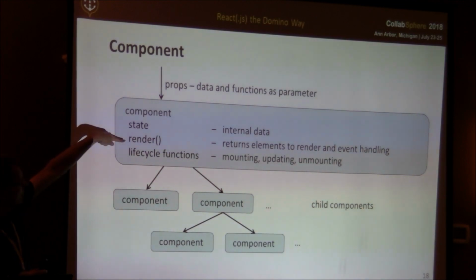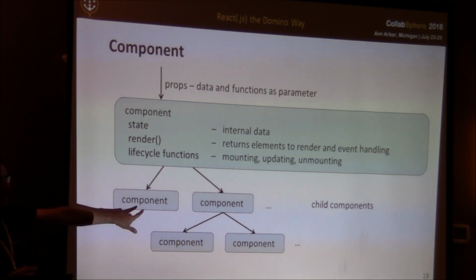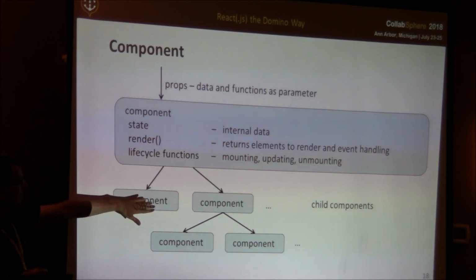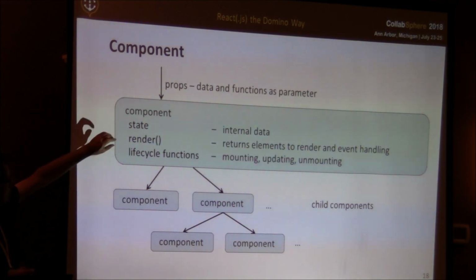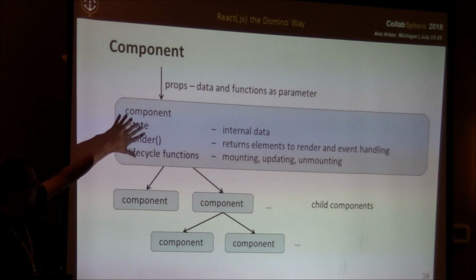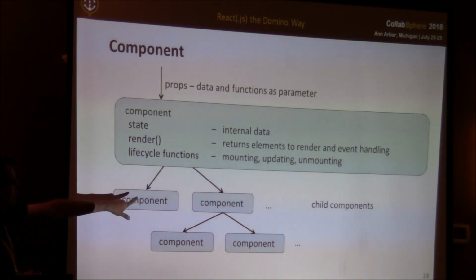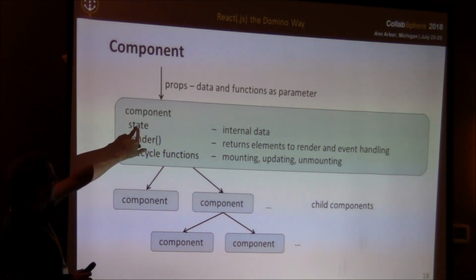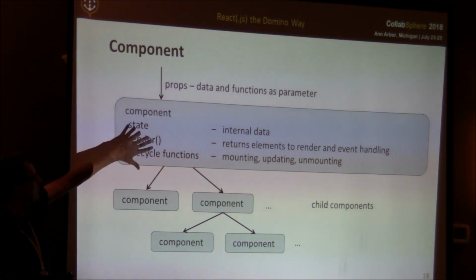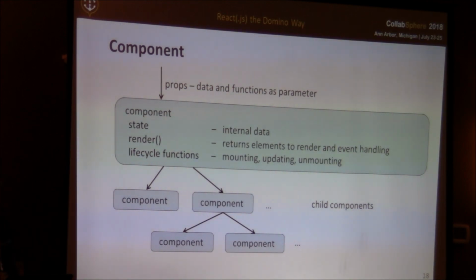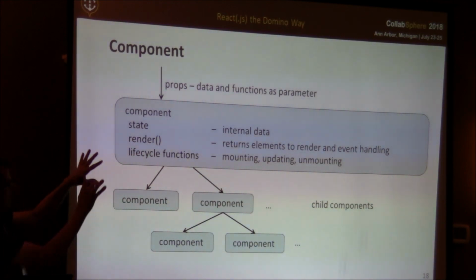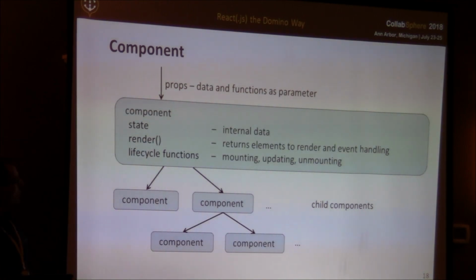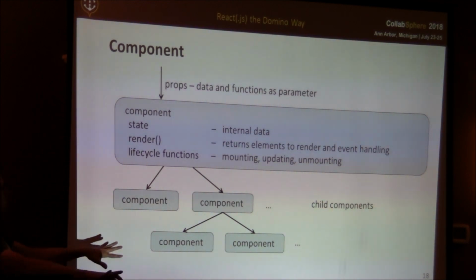And in the render function, it can call other components, and they are constructed the same way. They get props from the parent component. This can be data from the top props, or it can be a state, which is internal to this component. And so we have a hierarchy of components, and the data flows from the top as props to the children.